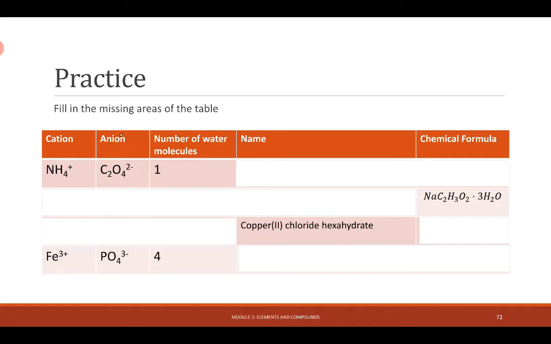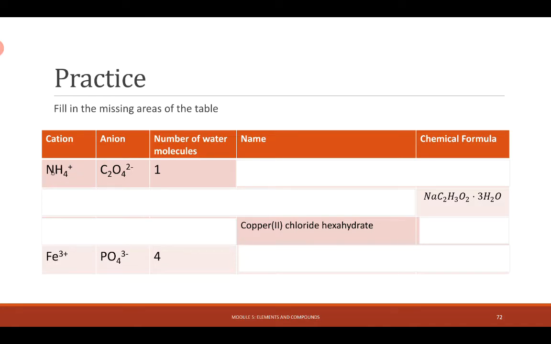All right, let's fill out the missing areas for this table as a practice. Go ahead and pause the video and try to apply what you've learned to solve this problem, and unpause the video when you're ready to continue and double check your work. All right, let's go over this.